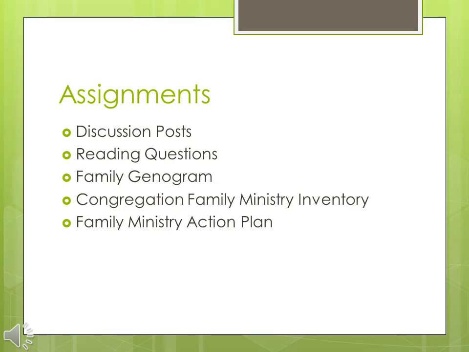There's two large assignments that you have, and these will be coming due at the end of the fifth week and at the end of the seventh week of the course. And the first of these is the Congregation Family Ministry Inventory. The directions for this inventory are again located in a document for you in the learning management system. Here is the assignment. You're to go to your congregation and learn as much as you can about what's happening in family and youth ministry in your congregation.